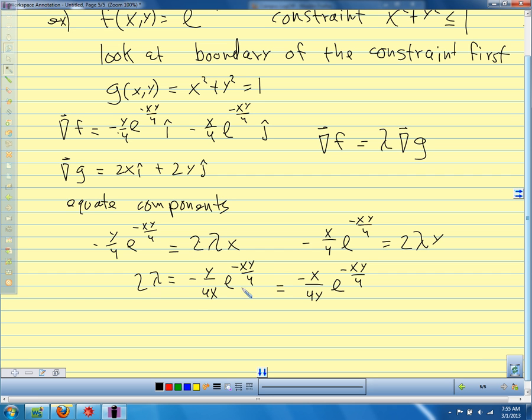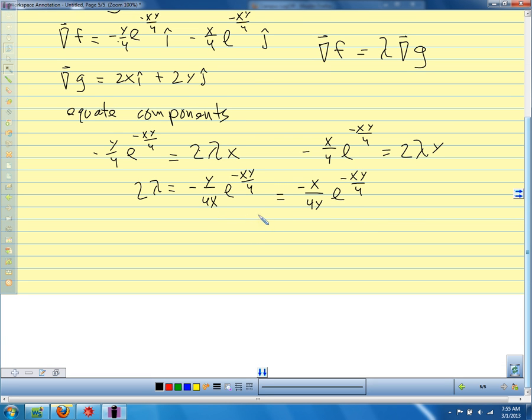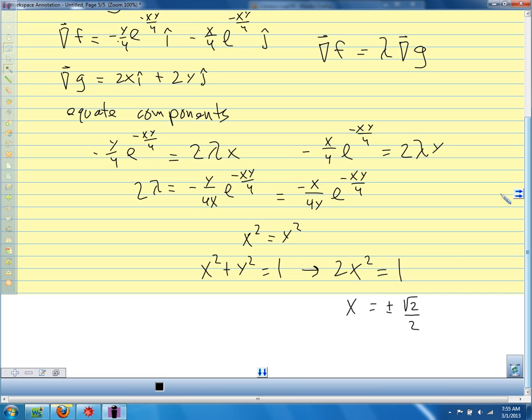So now I have this equation, and this turns into something pretty nice. Anybody see the solution here? What happens to the e to the minus xy over 4? They cancel. We can just divide through. Negative 4y squared equals negative 4x squared, so x squared equals y squared. And on the constraint, we know that x squared plus y squared equals 1. So substituting our solution in here, we get 2x squared equals 1. So x squared equals 1/2, and x equals plus or minus the square root of 2 over 2.